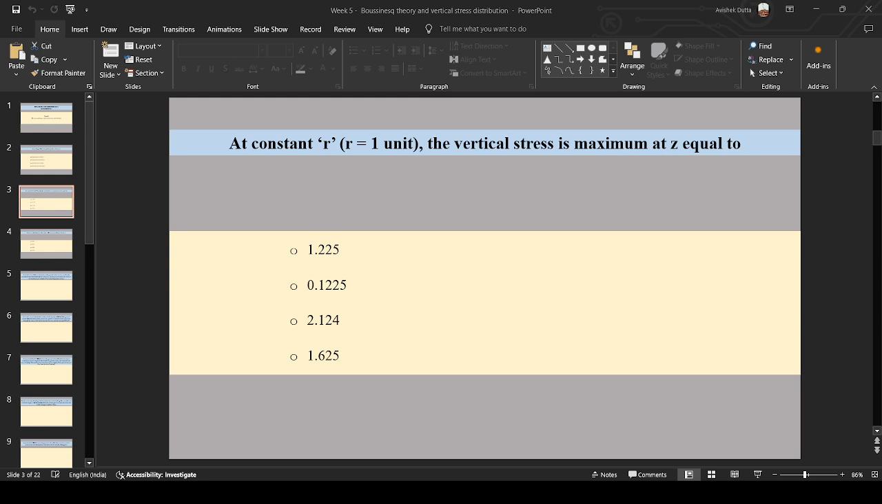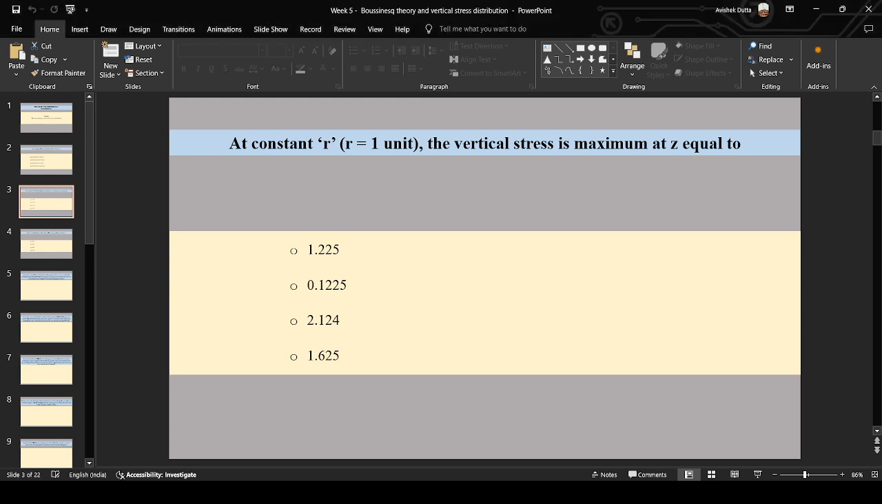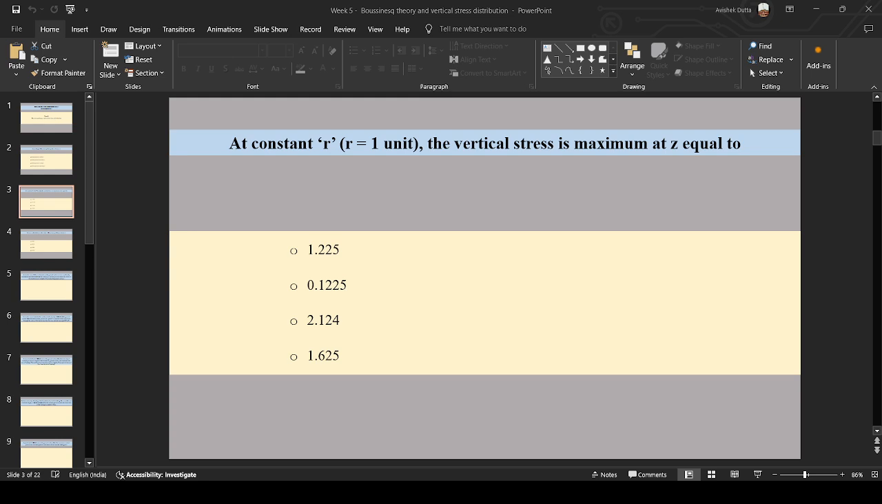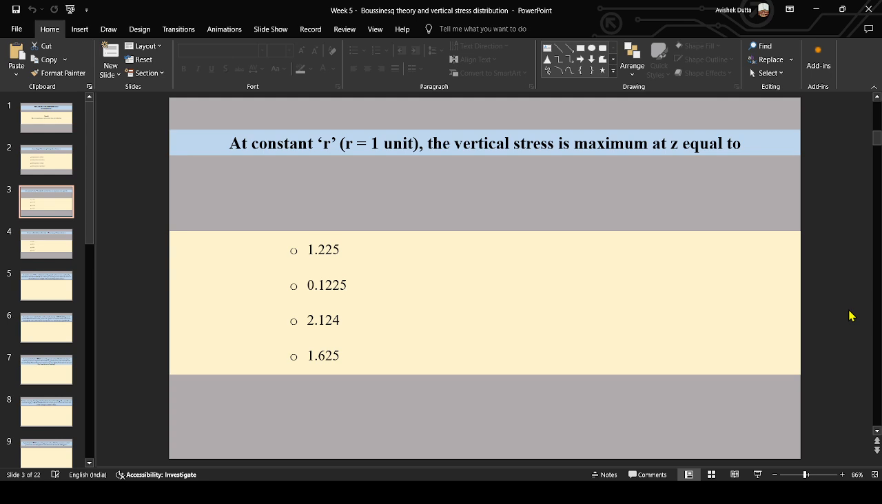At constant R, that is, if R equals 1 unit, the vertical stress is maximum at Z equal to, Z is the depth from the point of action of the load below the soil. So when R is constant, R equals 1 unit, R being the radial distance, at what depth shall we get the maximum vertical stress as per the Boussinesq theory? Your options are 1.225, 0.1225, 2.124 or 1.625?